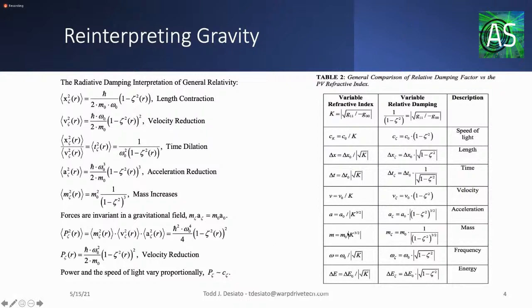But the key takeaway from these tables is that power and the speed of light both vary covariantly. They vary proportionally. So if the damping factor changes and it decreases the speed of light, it also decreases the power, and vice versa. If it increases the power, it increases the speed of light, and that's what we're going to look at.